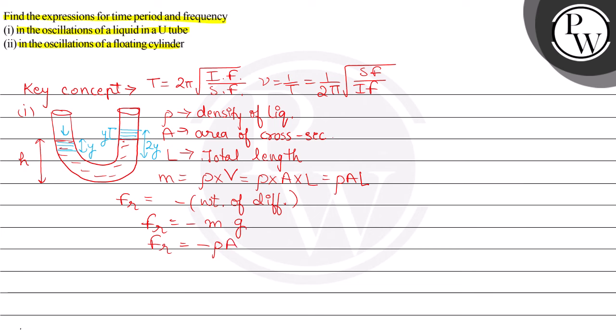अब L की जगह, क्योंकि difference की बात कर रहे हैं already, तो यहाँ पर हम वही difference use करेंगे जो हमारा displacement की वजह से आया था. rho into A into 2y into g, जिसको हम rewrite कर सकते हैं minus 2 rho A g into y. So this is the equation. This minus ky is the equation for SHM. So this is for the SHM equation.